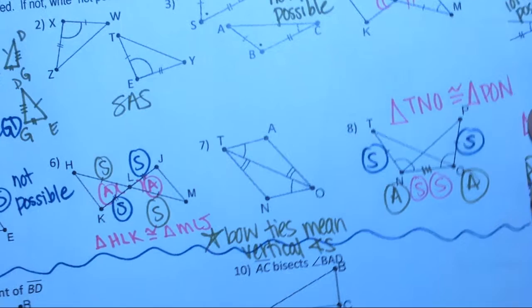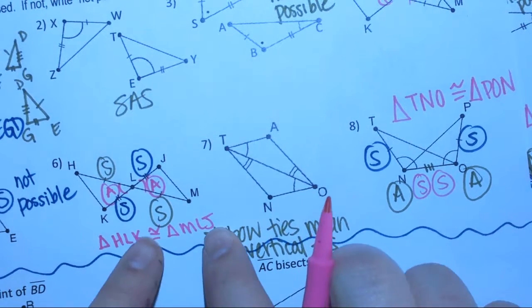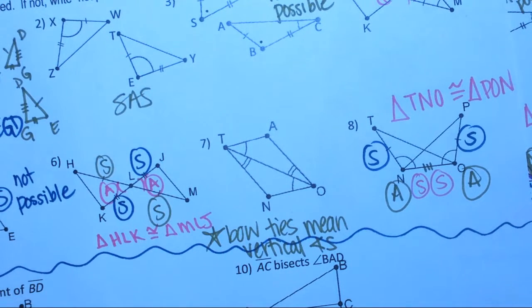I can forgive you for now if you keep messing this up. I can't forgive you if you don't recognize it side, side, side, or side, angle, side, or angle, side, angle. I can't forgive you for not recognizing the postulate. I can forgive you for flopping the congruent statement for now.